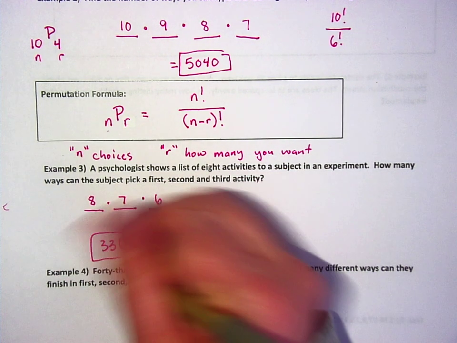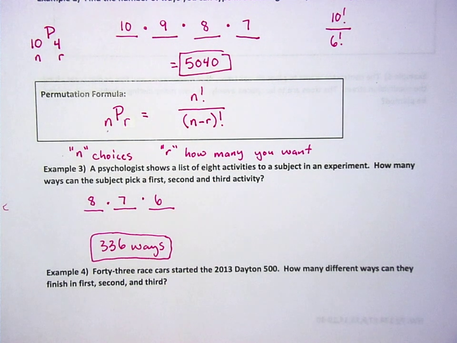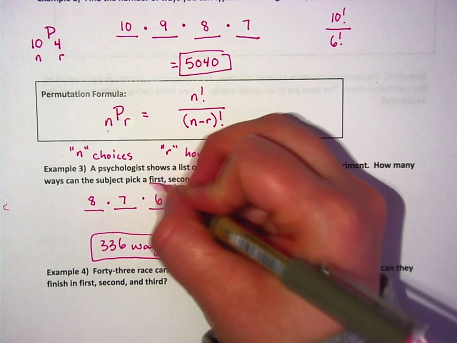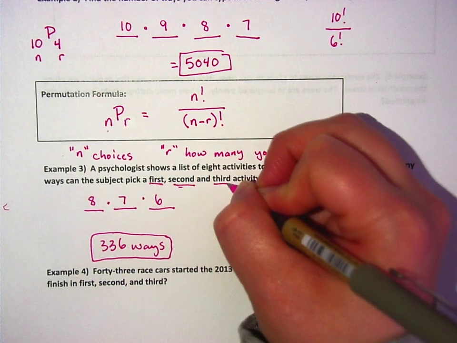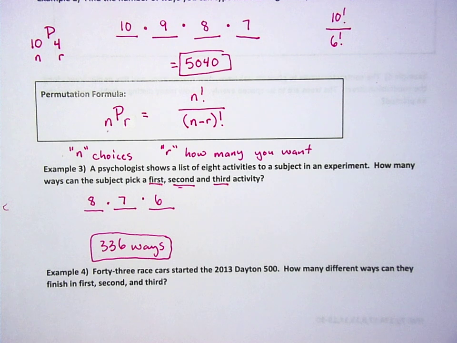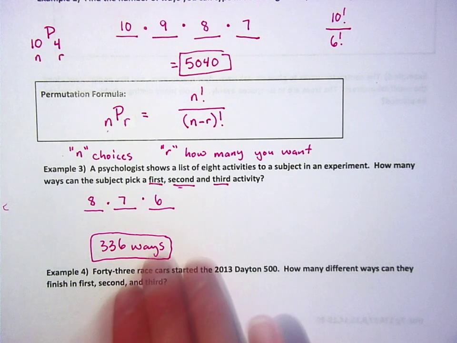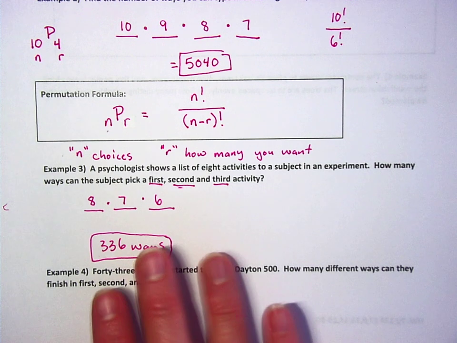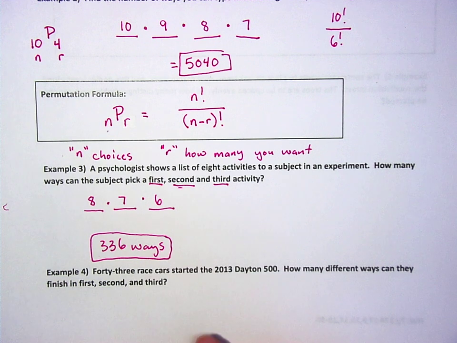Now, let's talk about why order matters for this. Because it says, how many ways can they pick a first, second, and third activity? So they actually care about what you do first, what you do second, and what you do third. You could have picked the exact same activities, but if they were in a different order, they would still count in this 336. It's not about picking which activities, it's what order the activities are in, okay?